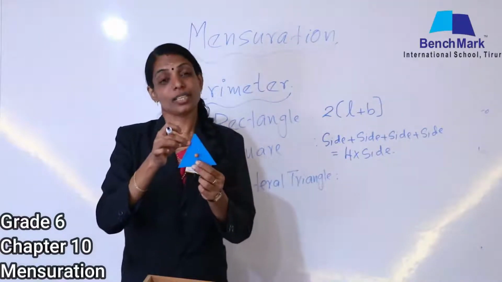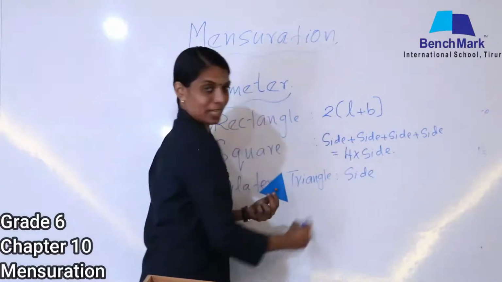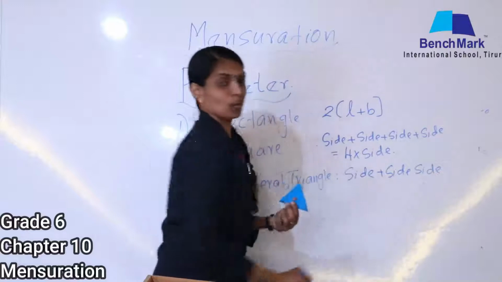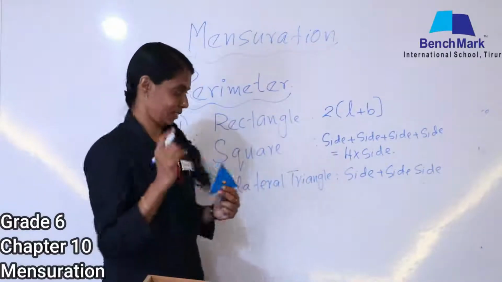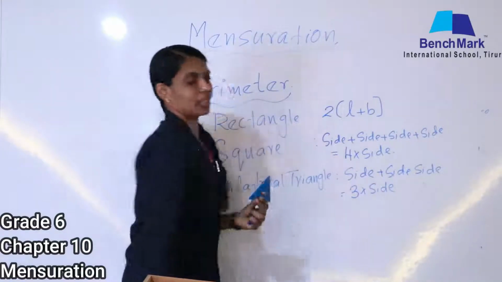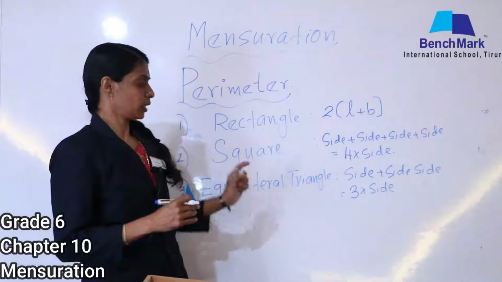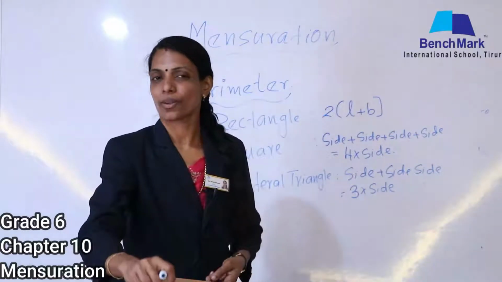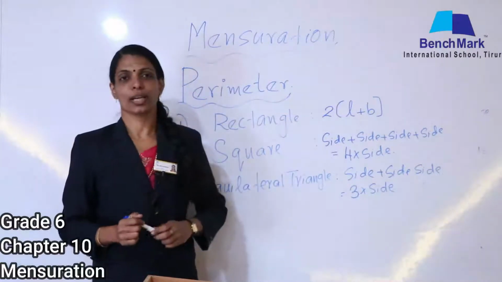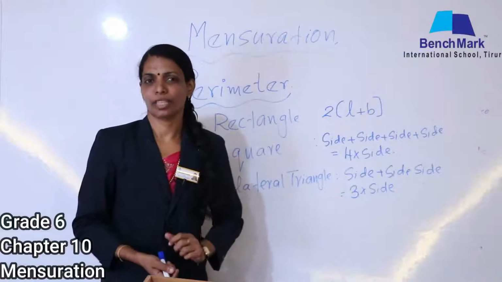It's very easy. Since all the 3 sides are equal, you can say that it is side plus side plus the third side. So how many times did we add the sides? Yes. So finally 3 times we have added the side. So we can conclude that it is 3 times side. 3 times one side will give you the perimeter of an equilateral triangle. So there are 3 different special figures here: rectangle, square and equilateral triangle, and we have just recalled the formula to find their perimeter also.